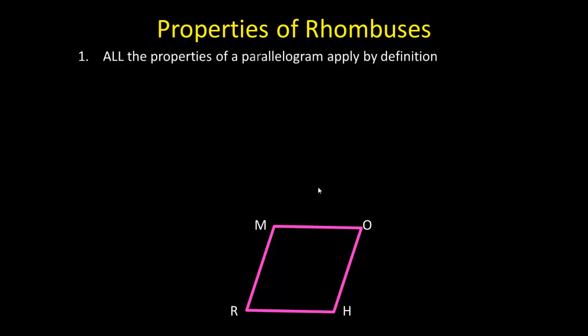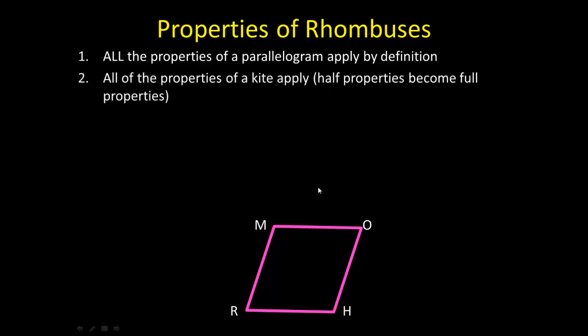Properties of rhombuses: all the properties of a parallelogram apply by definition. So anything that we say about parallelograms, we can also say about rhombuses. All the properties of a kite also apply, and the half properties become full properties. So, for example, angle M would be congruent to angle H. And because it's a full property, angle R would also be congruent to angle O. The diagonals would bisect each of the angles. So the diagonal between R and O would create MOR is congruent to HOR, and MRO is congruent to HRO. And then angle RMH is congruent to angle OMH, and angle RHM is congruent to angle OHM.